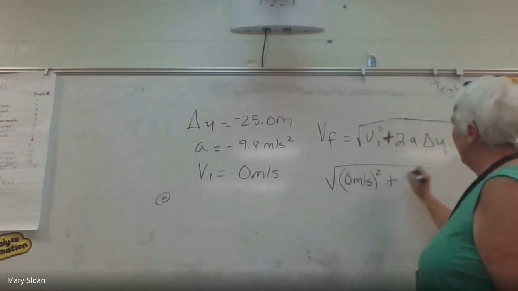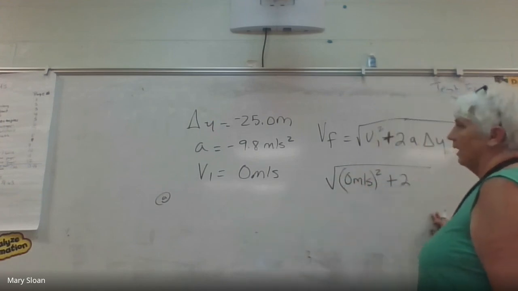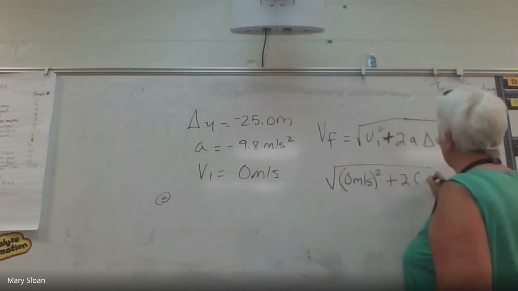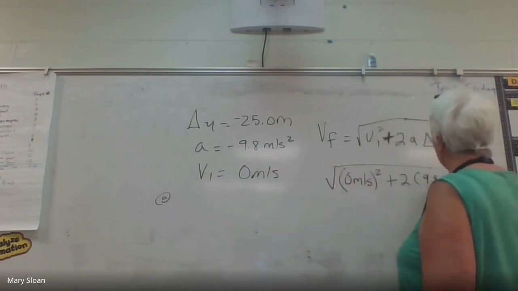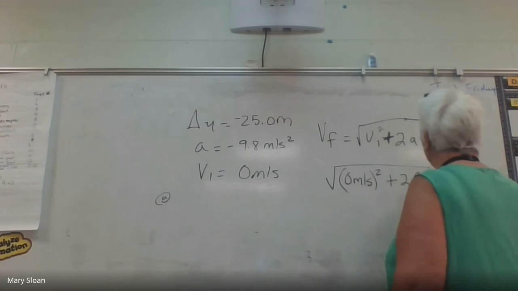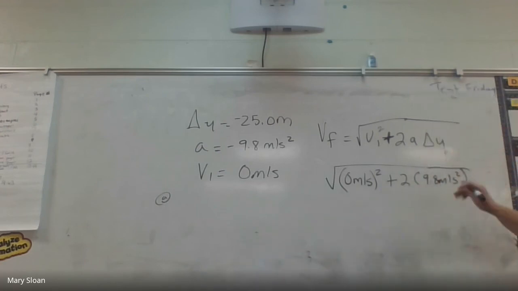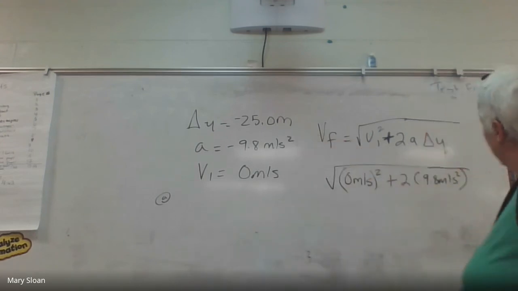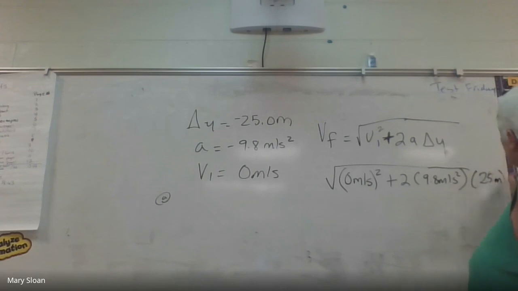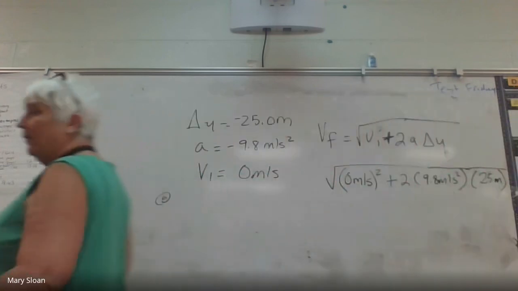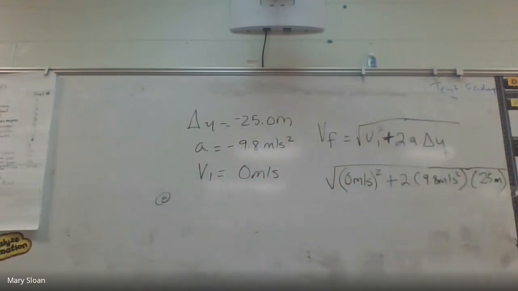We're going to add 2 times acceleration, which is your negative 9.8 meters per second squared. I'm not going to put the sign here because I use this to tell me how to put it in the calculator. Okay? And then after that, I'm going to be changing y, which is a negative 25 meters. It's a negative, but I didn't put it in there because I want to use it for my calculator. So go ahead and put it in your calculator and put down the answer that you get.